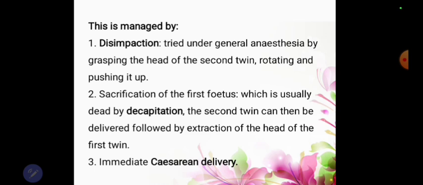The locked twins are managed by disimpaction, tried under general anesthesia by grasping the head of the second twin, rotating and pushing it up, and then the first twin can be delivered easily. Or sacrifice of the first twin, which is usually dead, by decapitation: separation of the head from the body and delivery of the second twin, then followed by the head of the first twin. If the first twin is still alive or all of these fail, cesarean section will be life-saving.